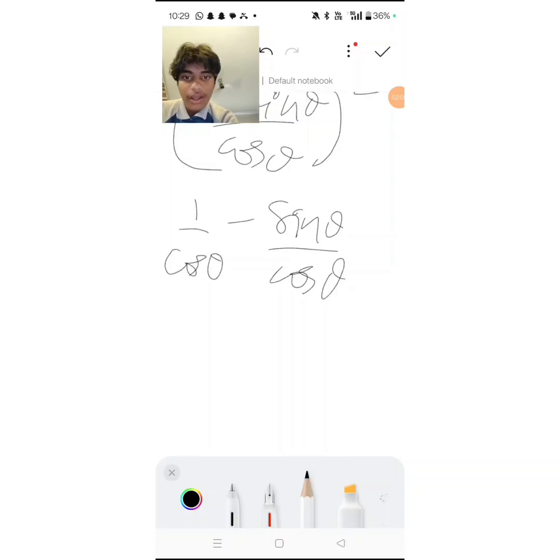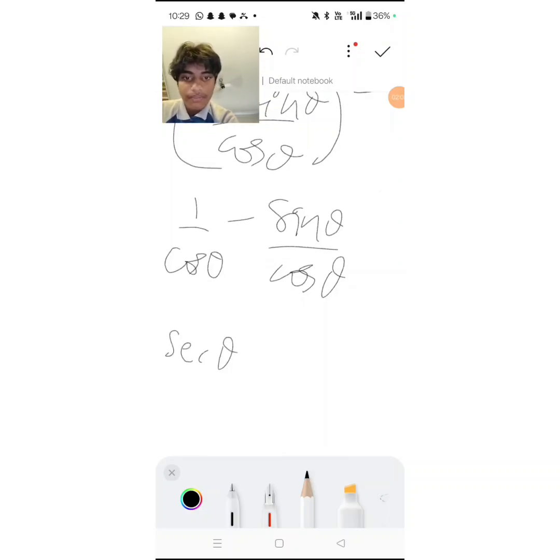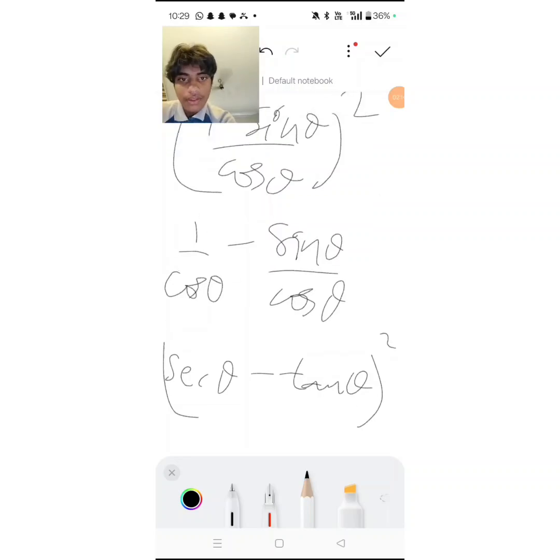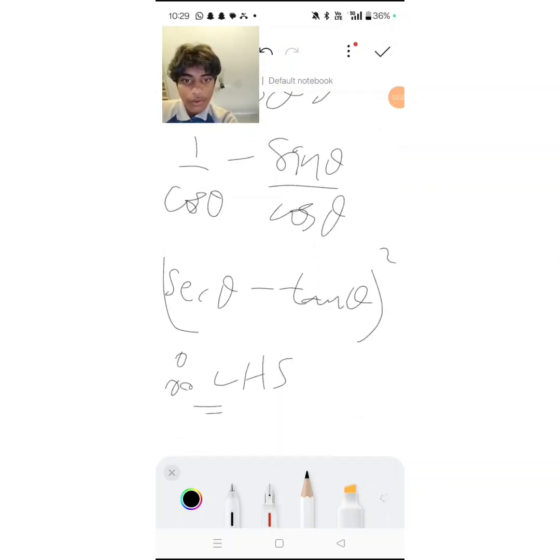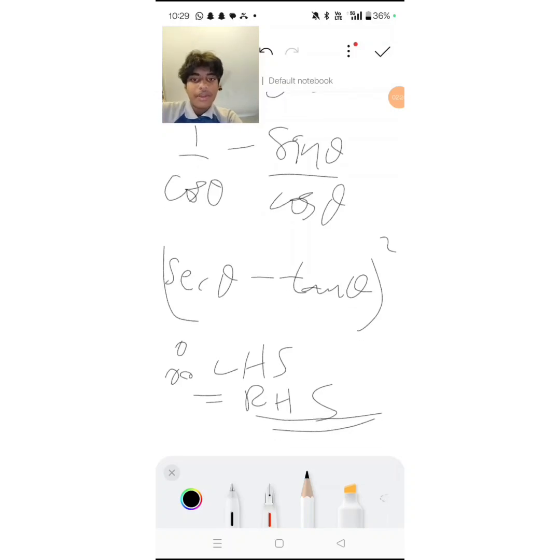Now 1 by cos theta, as we know, is nothing but secant theta, minus sin theta by cos theta is tan theta, the whole square. Is this your RHS? Yes, this is your RHS. So therefore, LHS is equal to RHS. Pretty straightforward. Now let's move on to the next one.